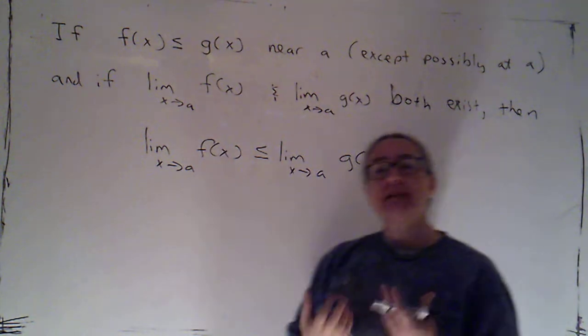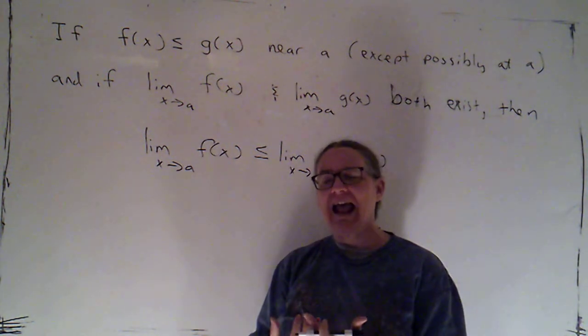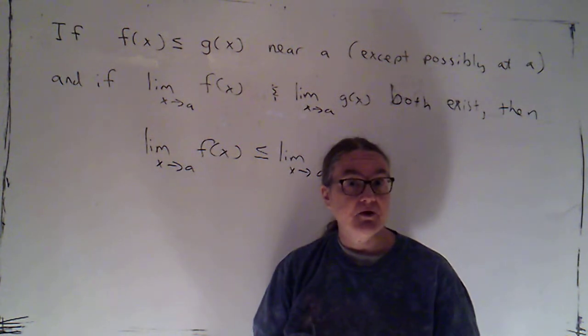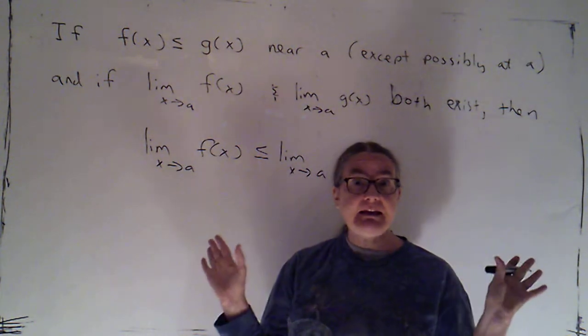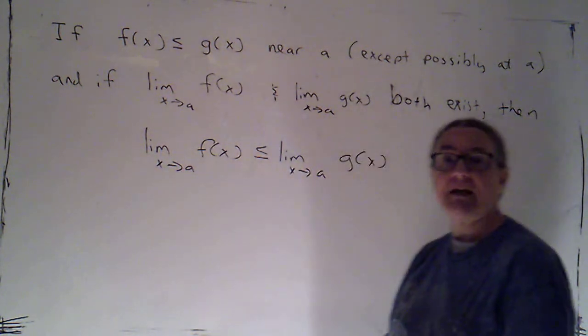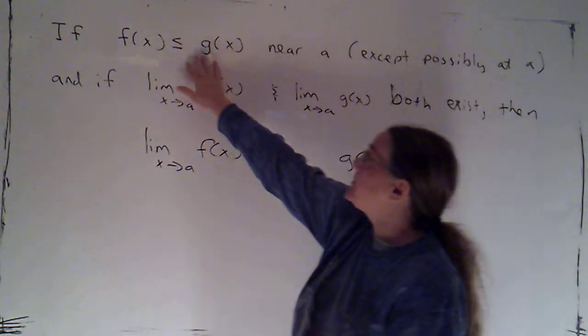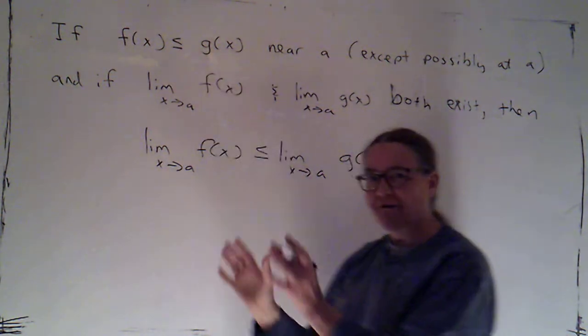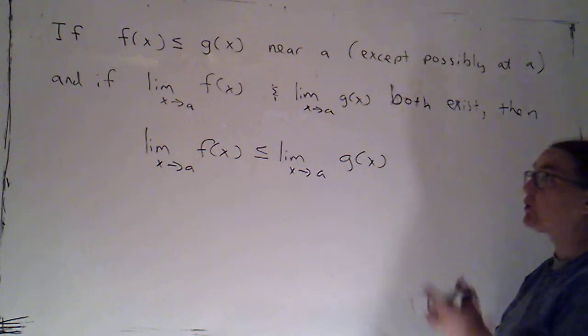Because remember, if we're taking limits as x approaches a, the limit deals with what I expect based on the nearby behavior. Don't care what, if anything, happens actually at a. The limit is all about what I expect based on the nearby behavior. And so this is telling me what that nearby behavior is. That close to a, f of x is the smaller function, smaller or equal to.